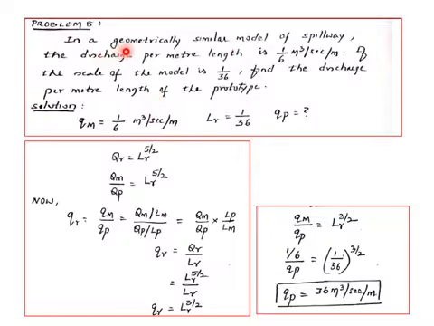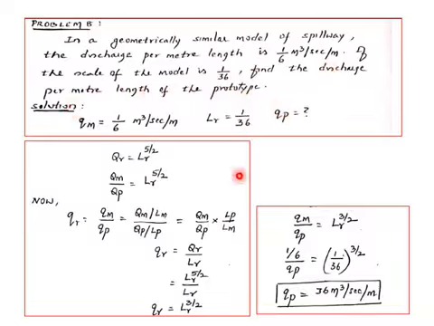Now we also have a geometrically similar model of a spillway. The discharge per unit length is 1 by 6 meter cube per second per meter. That is discharge, represented as small qm, in the model. Here the linear scale ratio is given as 1:36. You have to find the discharge per meter length of the prototype.